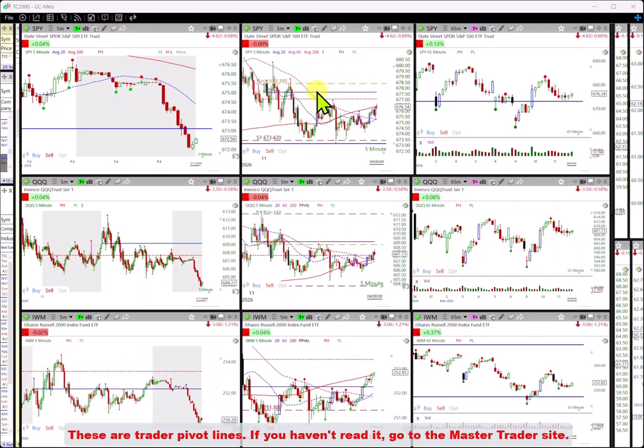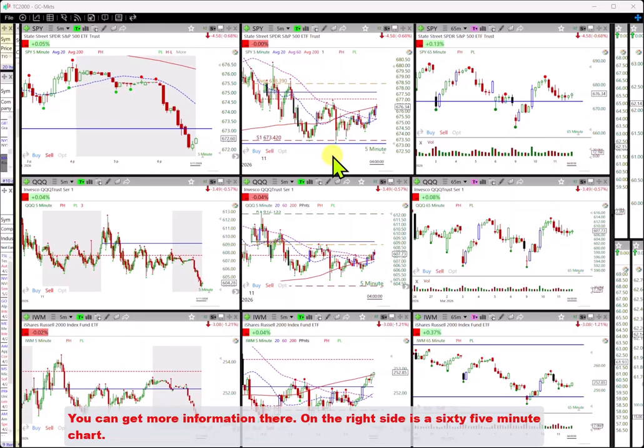These are trader pivot lines. If you haven't read it, go to the Master Trader site, and under the blog where it says getting started in my name, I posted an explanation of trader pivot lines. You can get more information there.